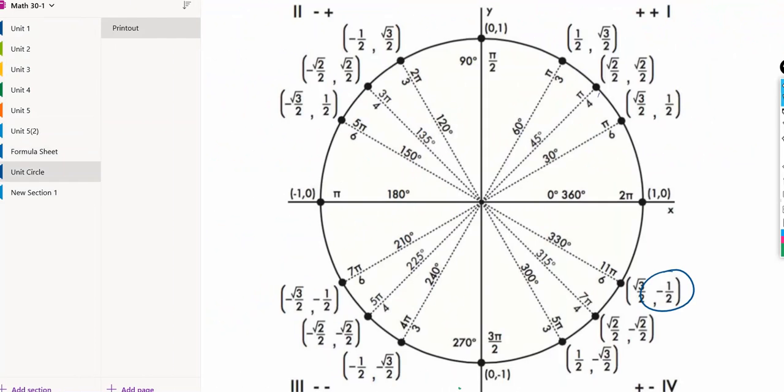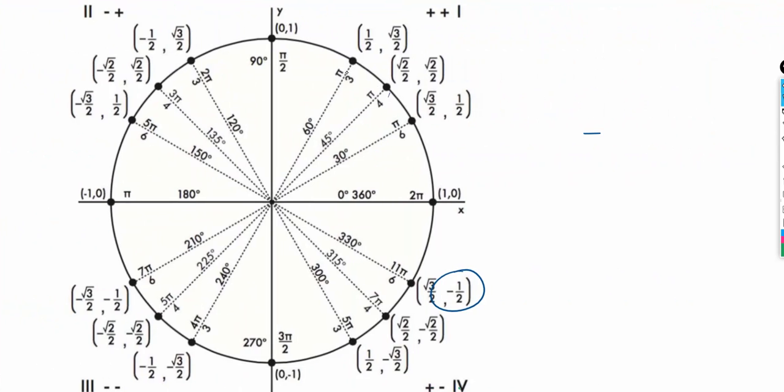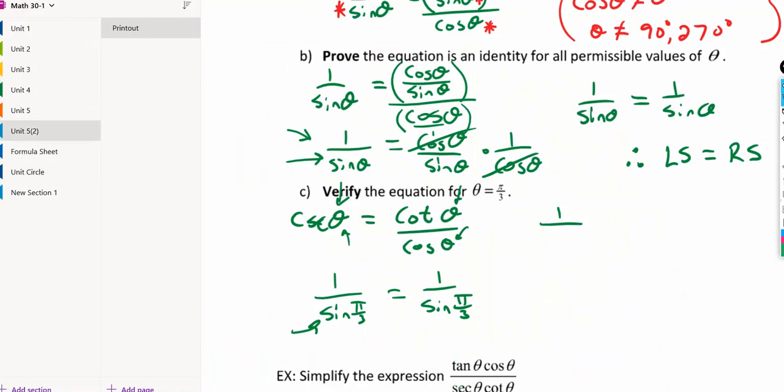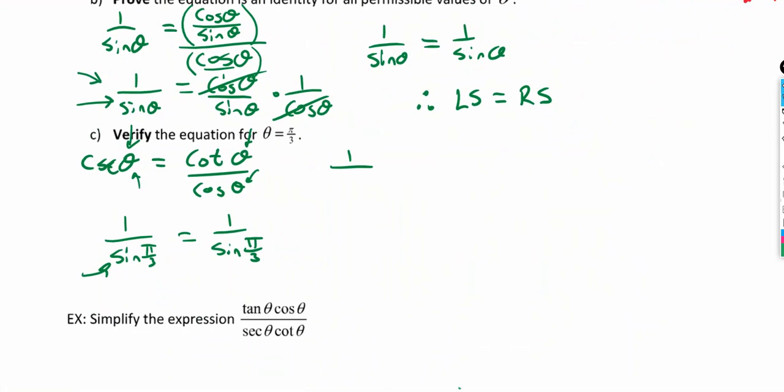So sine at pi over 3 is really getting at the unit circle. So pi over 3, so right here, up on this one. Sine of pi over 3 is asking for the y value at pi over 3, so the answer to this is going to be root 3 over 2. Okay, so that's the one we're after. So that's going to be 1 over root 3 over 2, and that's equal to 1 over root 3 over 2. And then just simplifying this out a bit, we can already see that they're equal to each other, and that should be fine.